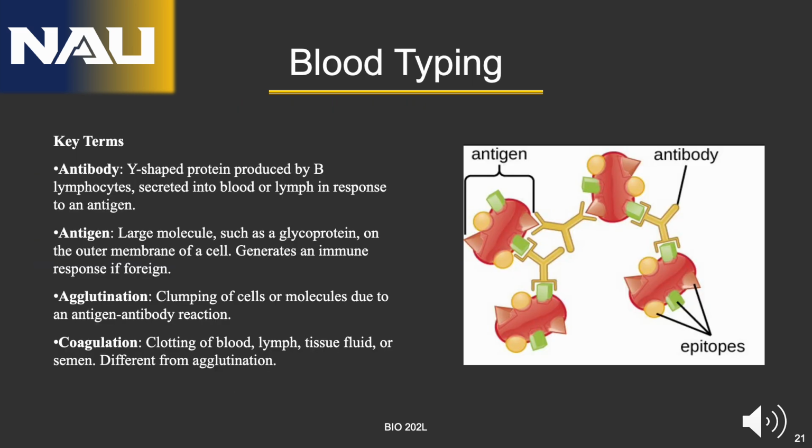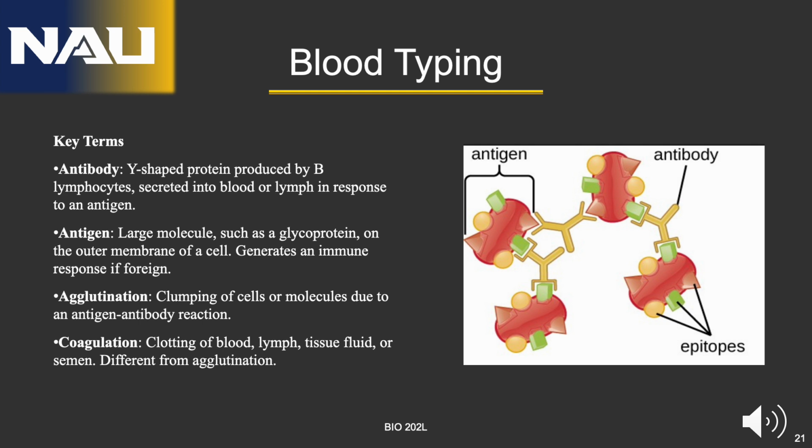All right, we are in our last section for this class. This is blood typing. We have a few key terms that you need to know to be able to understand this section well. This will also help you understand some of the immune system stuff. Let's start off with an antibody. An antibody is a Y-shaped protein produced by B lymphocytes in response to an antigenic stimulus. It binds to antigens and marks them for destruction.